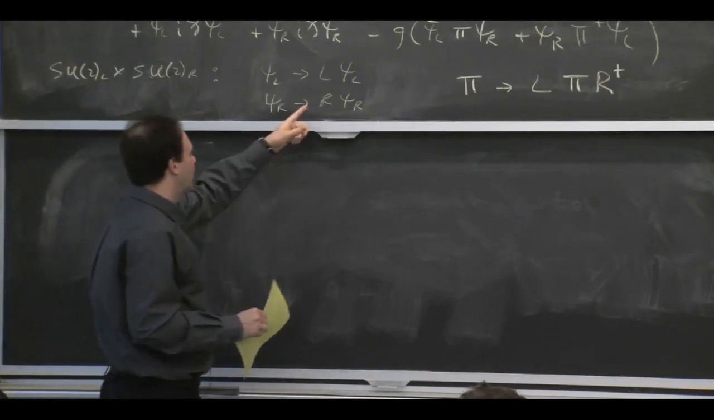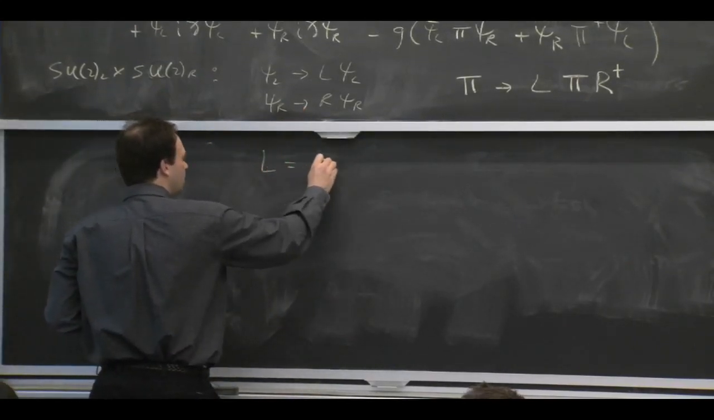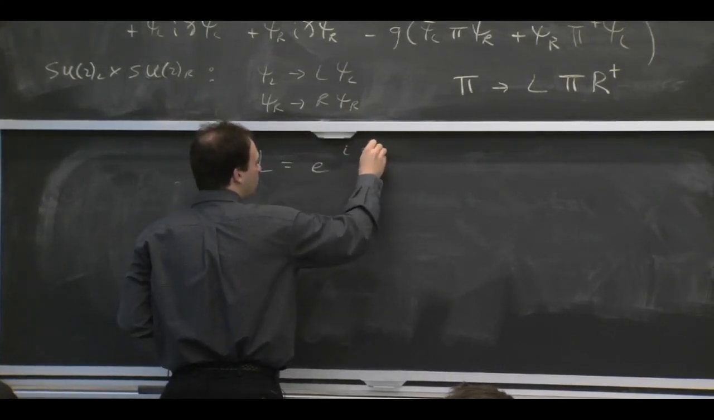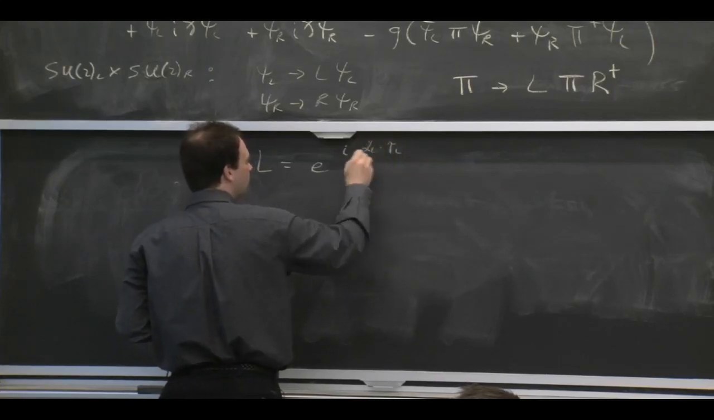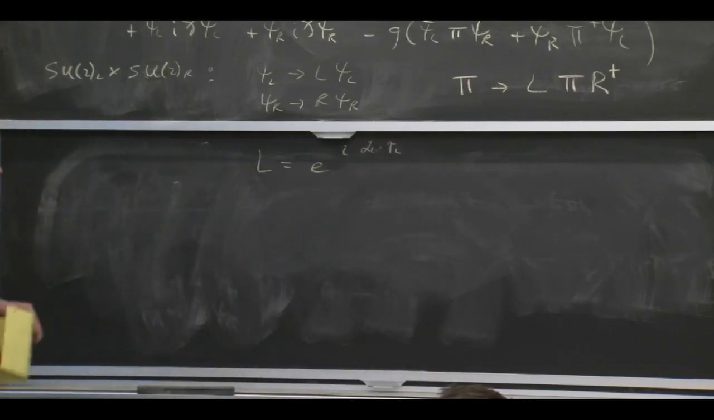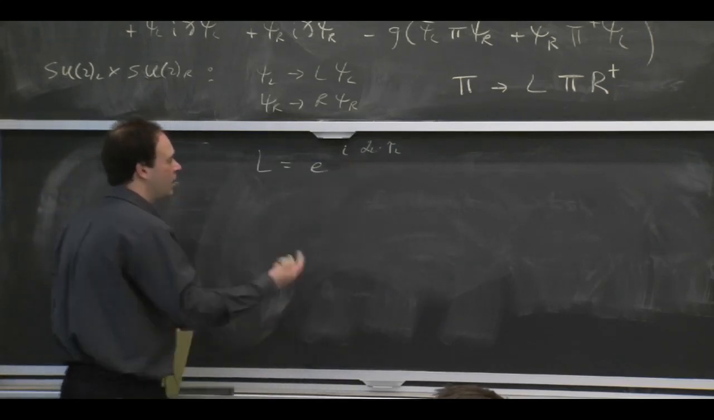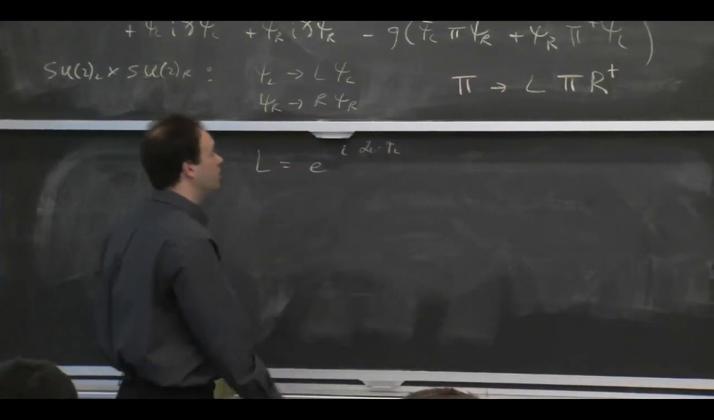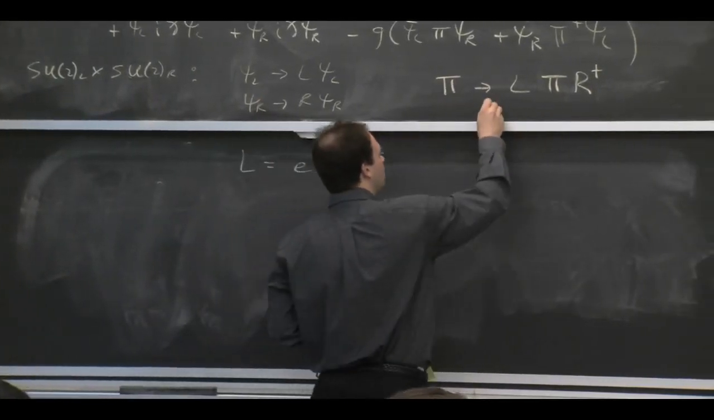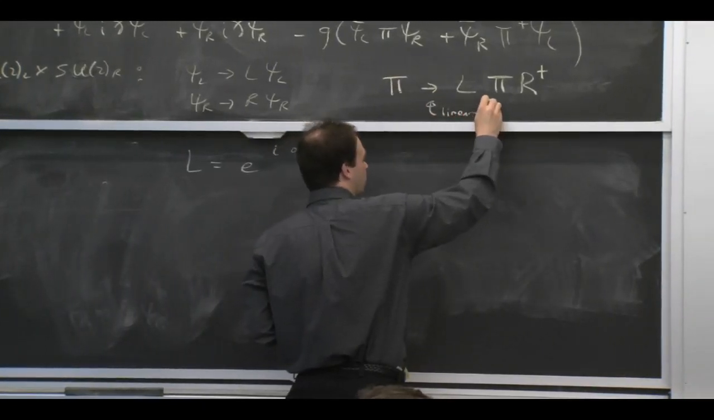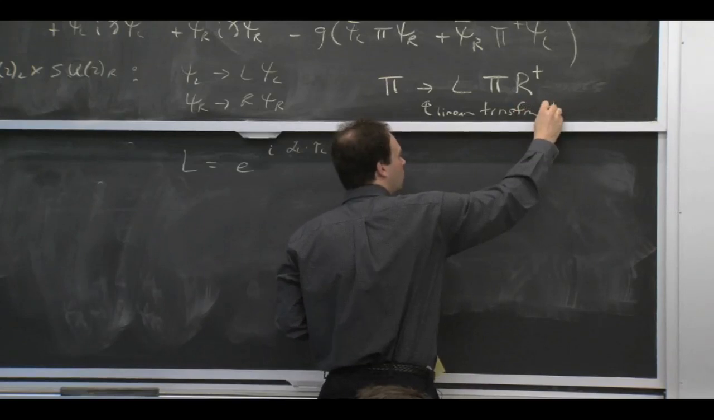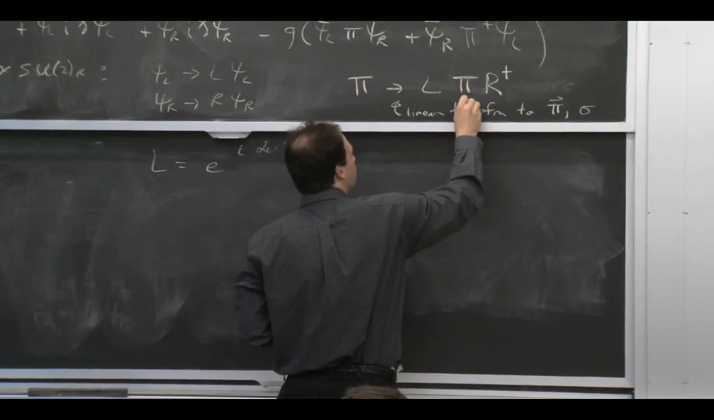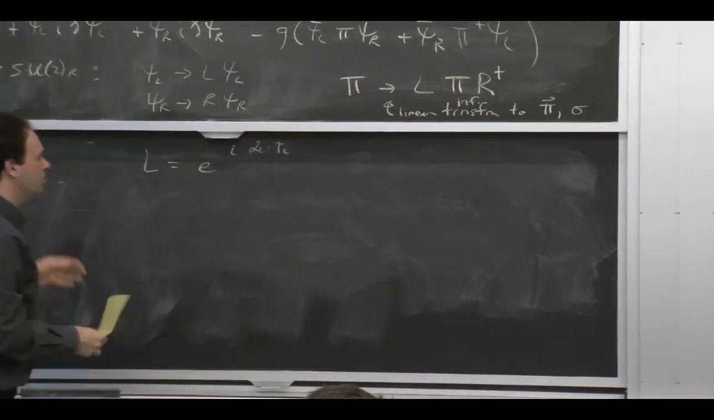And if you think of these L's and these R's, you should think of them as something with some generators. So L would have something like that, with tau left generators and some parameters alpha L. If I worked infinitesimally in those parameters and expanded this out, this would give a linear transformation to the sigma and the pi vector. That's what it's meant for, but it's linear. So a linear infinitesimal transformation to pi and sigma.